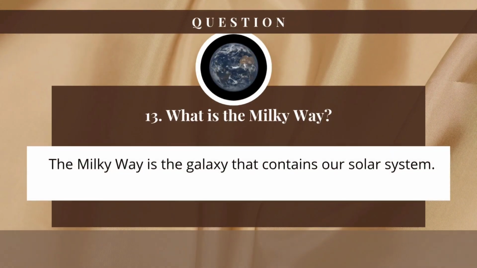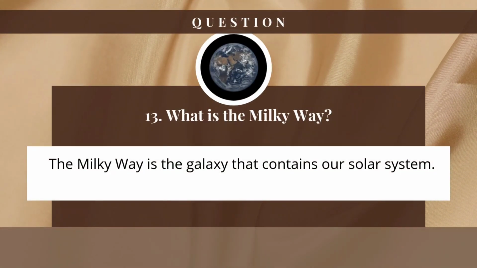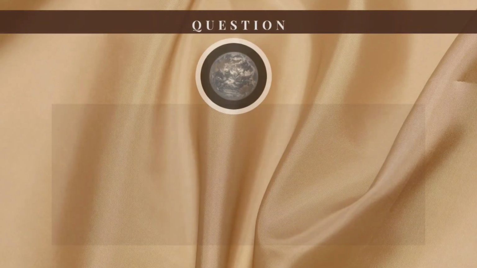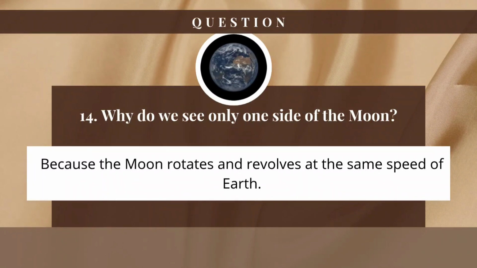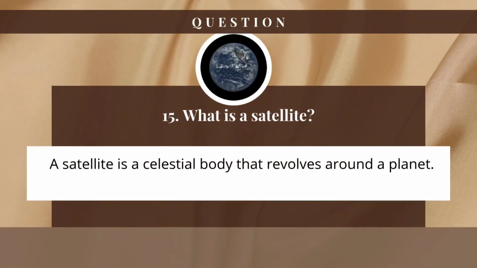13. What is the Milky Way? Answer. The Milky Way is the galaxy that contains our solar system. 14. Why do we see only one side of the Moon? Answer. Because the Moon rotates and revolves at the same speed as Earth. 15. What is a satellite? Answer. A satellite is a celestial body that revolves around a planet.